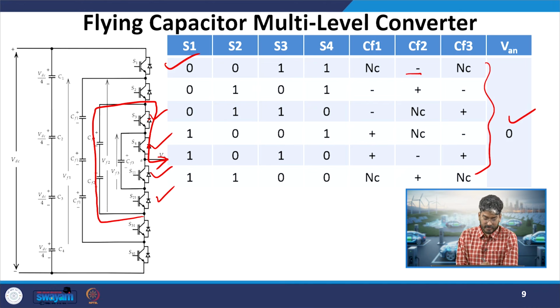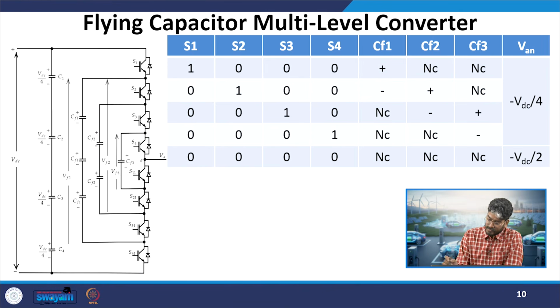In this case, the voltage being generated is 0, and CF2, as it came in the conduction path, is getting discharged. Similarly, I can use any other combination based on the voltage requirement or the instantaneous voltage of CF1, CF2 and CF3.